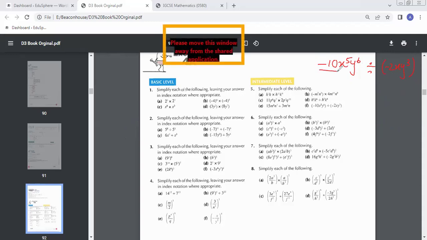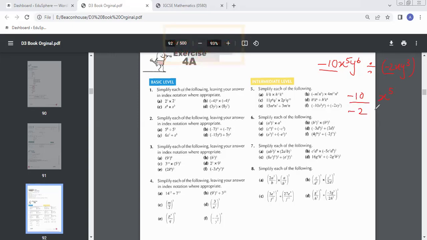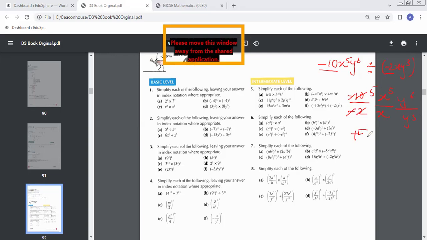We know that the number will be divided with number and the powers will be utilized in terms of division. When it comes to division and the same number or same variable is divided, the powers are subtracted. So let's first divide. This minus 10 will be divided by minus 2 separately. This x5 will be divided by x separately, and this y6 will be divided by y cube. So this minus and minus becomes plus. 2 ones are 2, 2 fives are 10, so we have plus 5.